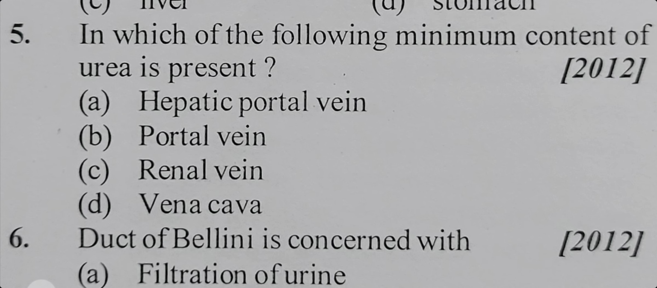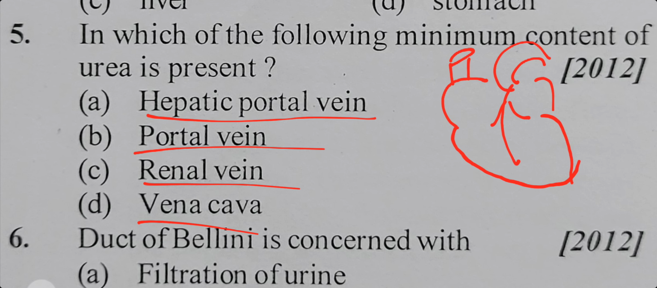In which of the following is the minimum content of urea present? The options go like this: hepatic portal vein, renal vein, and vena cava. So to know this answer, you have to know which vessels carry the blood that is filtered in the kidney directly to the heart. Here, the blood which is purified in the kidney will move to the inferior vena cava of the heart.